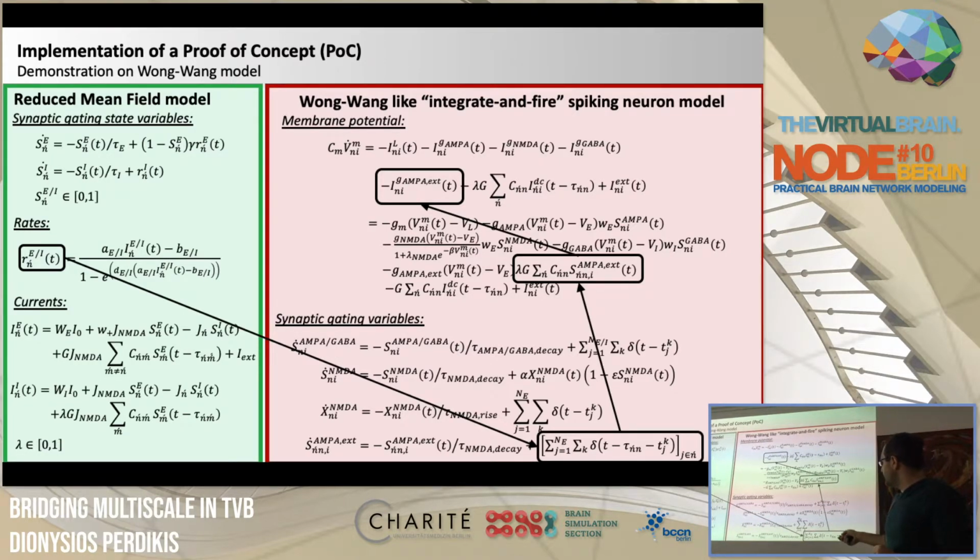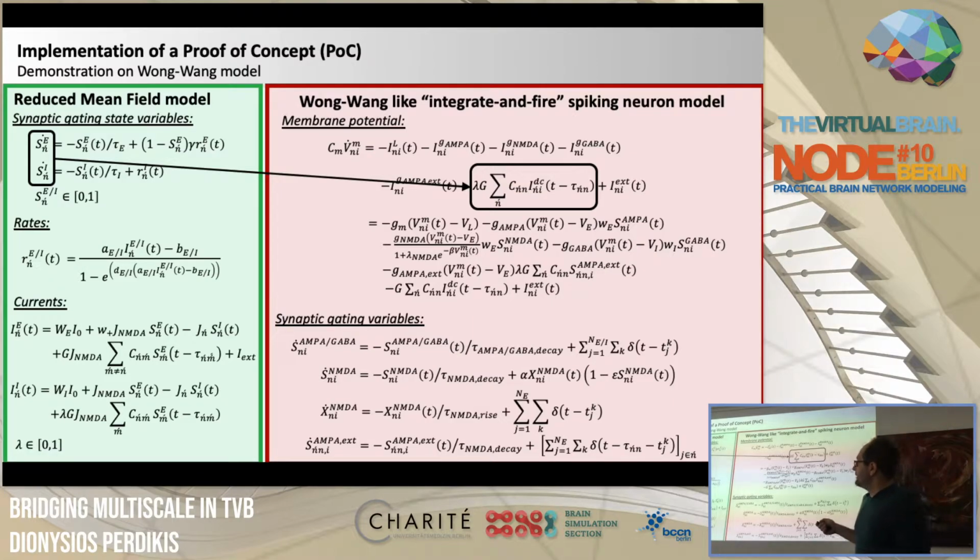Then the spikes will activate this synapse, and this synapse will activate here a current that will then drive the potential and generate spikes when it crosses the threshold. Is it understandable? Okay.